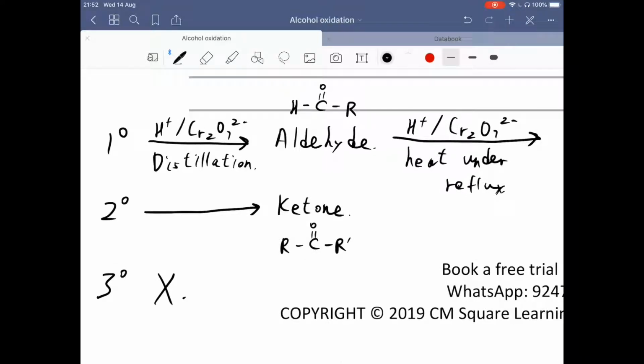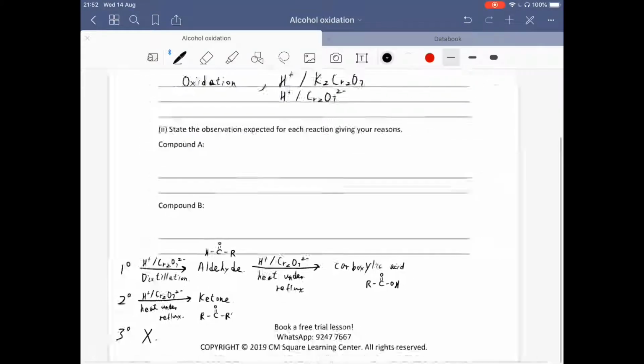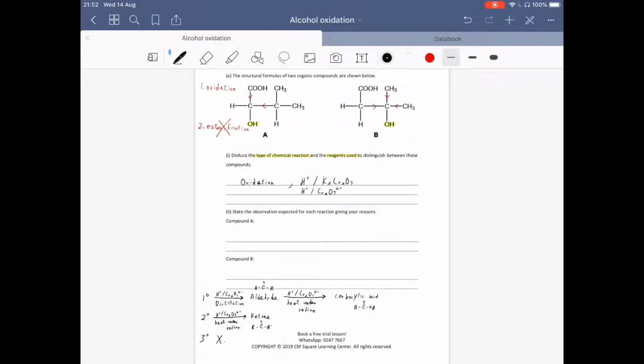The secondary alcohol can be oxidized to ketone. The condition is heat under reflux, and the oxidizing agent required is the same, acidified dichromate ion. Now let's look at compound A and compound B. As I mentioned before, compound A is a secondary alcohol and compound B is a tertiary alcohol.